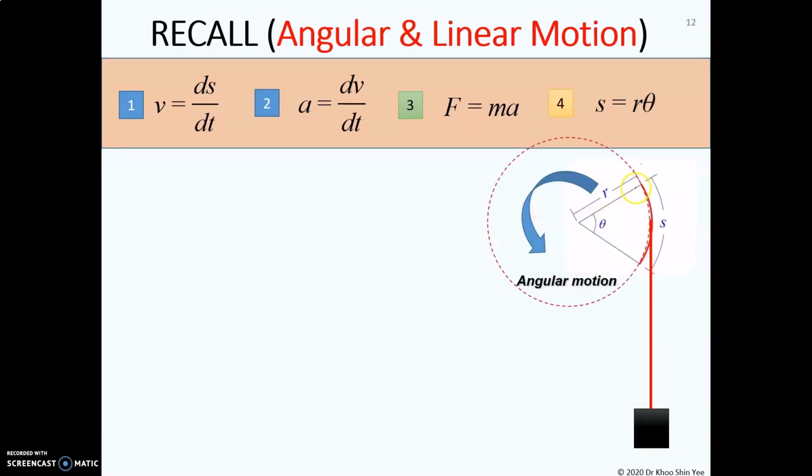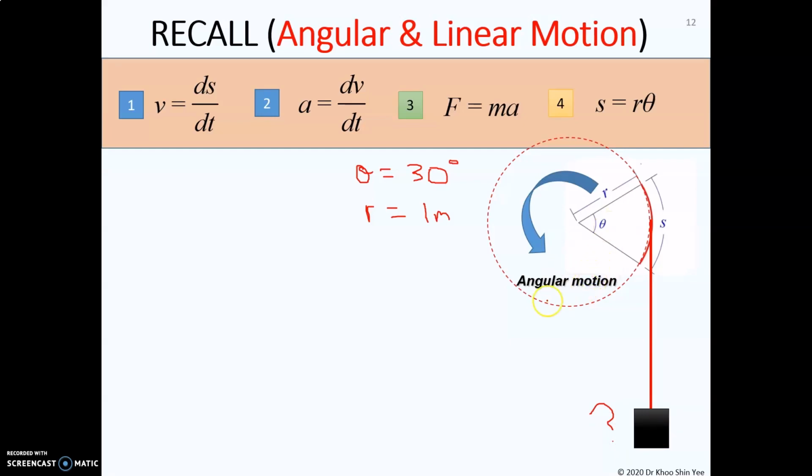In this case, we have a rotor here, where you can imagine the rotor is rotating counterclockwise. If the rotor is rotated by 30 degrees and the radius of the rotor is given as 1 meter, what will happen to this object?